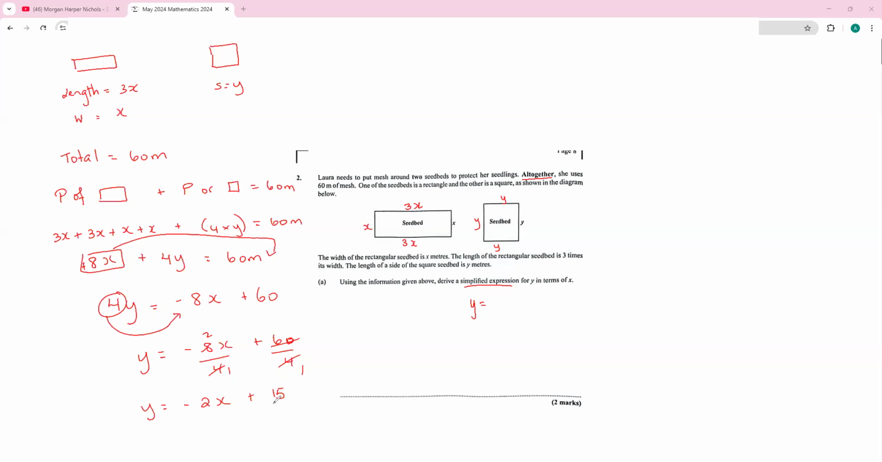So y in terms of x, anytime you have something in terms of another, it means that the one that is before will be the subject of the formula. And when I say in terms of, that is, after the phrase in terms of, that will be on the other side.